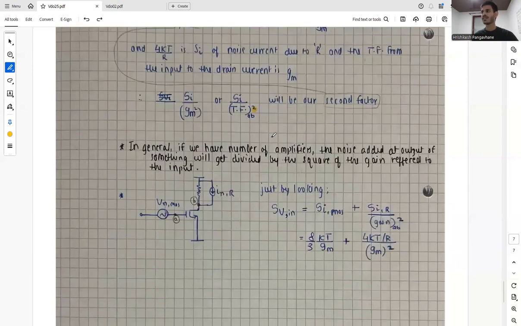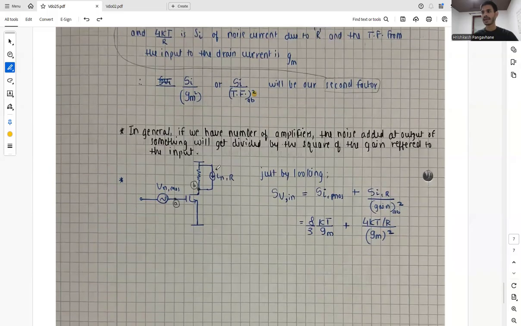So in general, we have a number of amplifiers. The noise added at the output of something will get divided by the square of the gain when referred to the input. So basically, by just looking at this circuit intuitively, we can say that SVN is basically the spectral density from the MOSFET plus the something value, which is the spectral density due to the resistor, divided by the square of the transfer function from point A to B, or basically gain from A to B squared. And that's how we derive it intuitively.